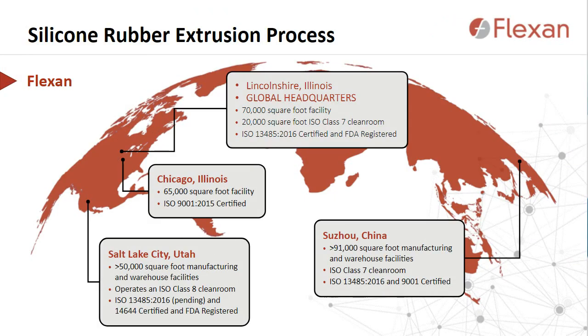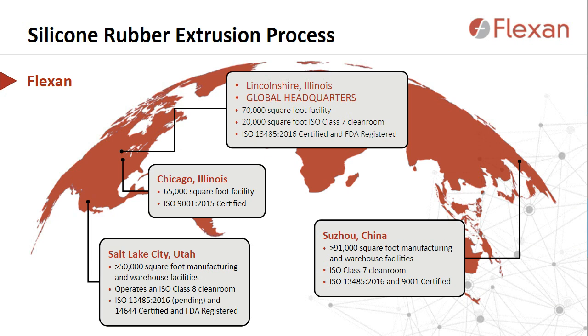Flexan sells its products worldwide and is headquartered in Lincolnshire, Illinois. There are currently 4 locations. Flexan Salt Lake City handles thermoplastic molding and extrusion, device assembly, printing, and packaging. There's Flexan Lincolnshire, which is the global headquarters. At this location, there's silicone rubber extrusion, molding, and assembly.